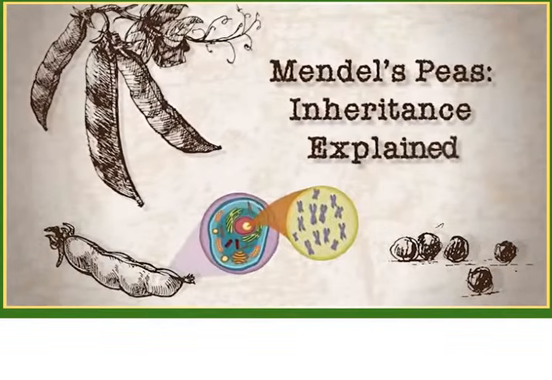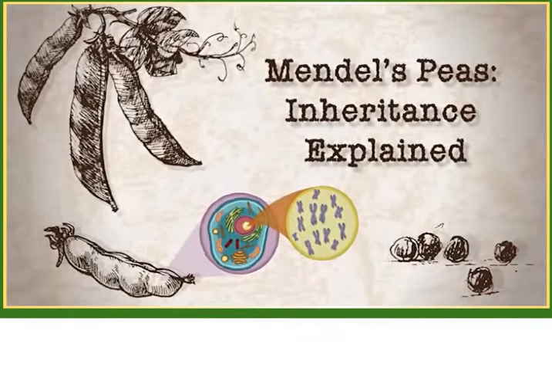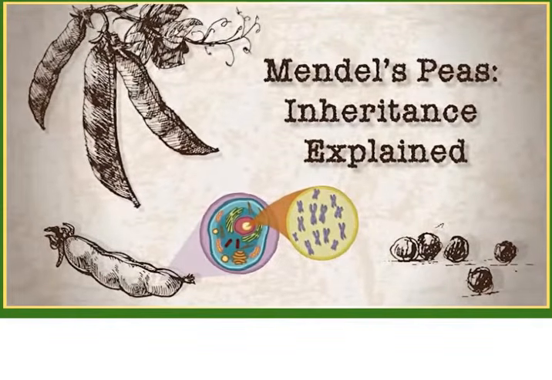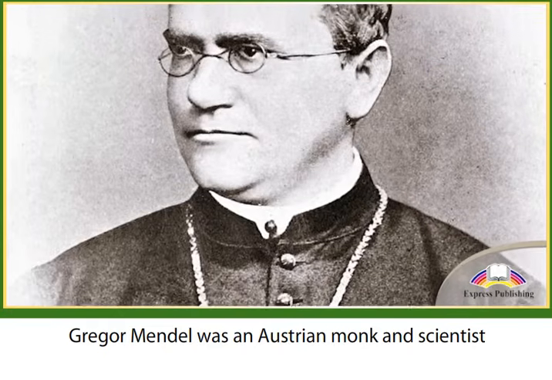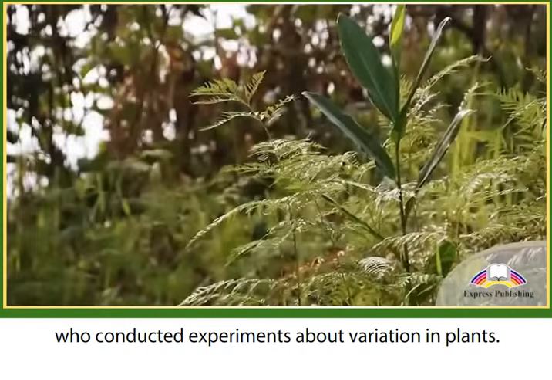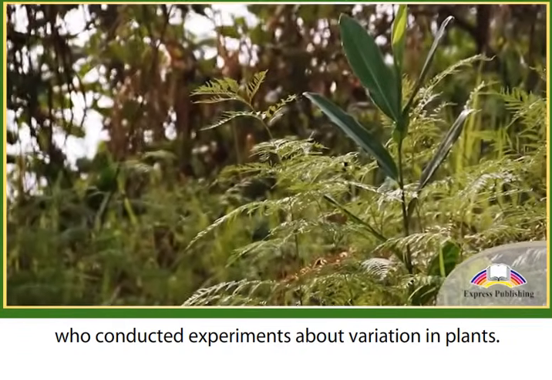Mendel's peas. Inheritance explained. Gregor Mendel was an Austrian monk and scientist who conducted experiments about variation in plants.